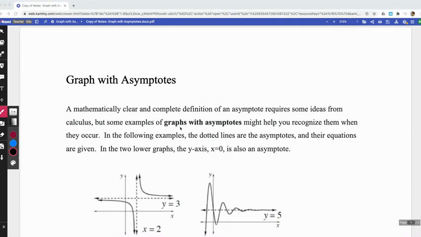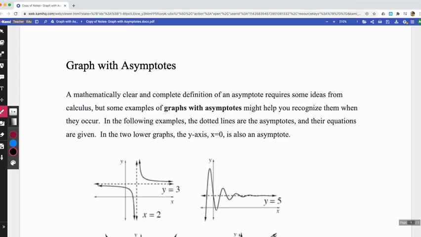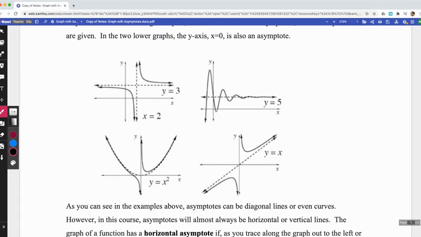Hi, everybody. Today we're going to be talking about graphs with asymptotes. A mathematical, clear, and complete definition of an asymptote requires some ideas from calculus, but some examples of graphs with asymptotes might help you recognize them when they occur. In the following examples, the dotted lines are asymptotes and their equations are given. In the two lower graphs, the y-axis, x equals 0, is also an asymptote. So they give you a lot of examples.